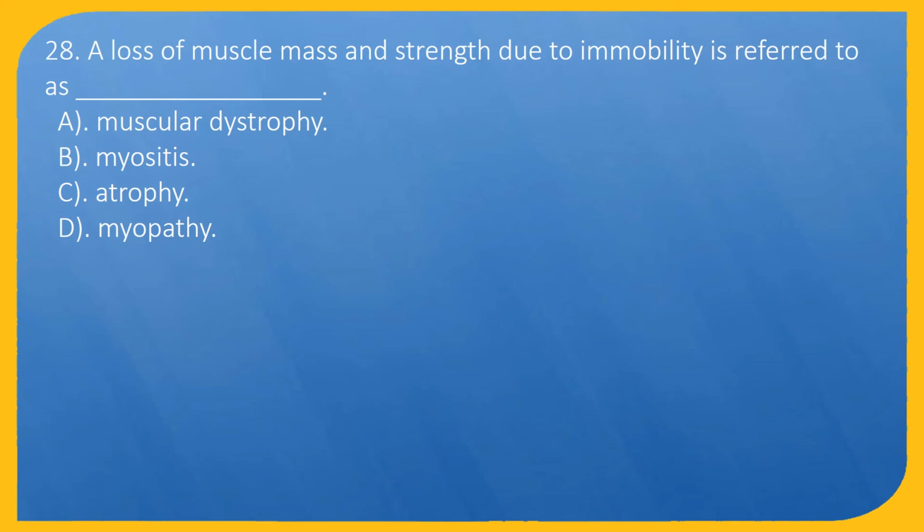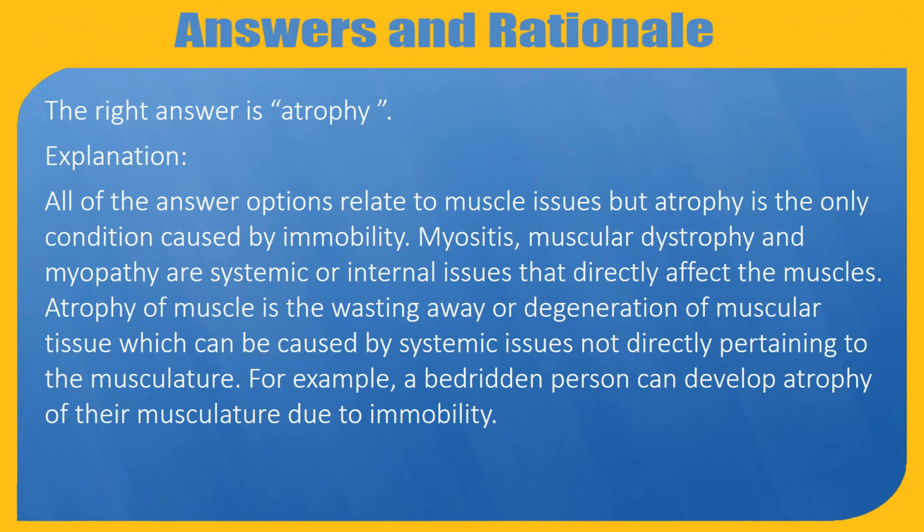Question 28. A loss of muscle mass and strength due to immobility is referred to as A. Muscular dystrophy. B. Myositis. C. Atrophy. D. Myopathy. The right answer is atrophy. Explanation: all of the answer options relate to muscle issues, but atrophy is the only condition caused by immobility.